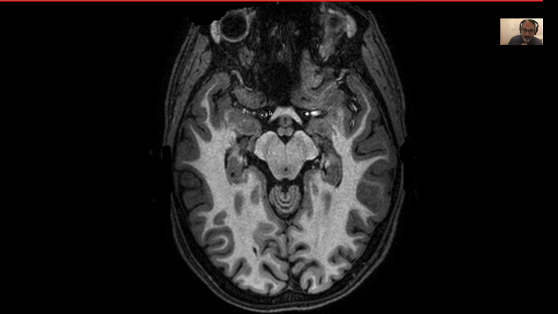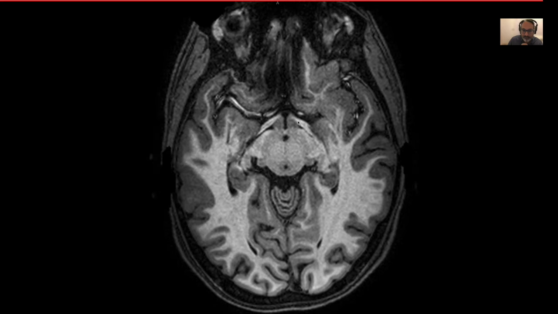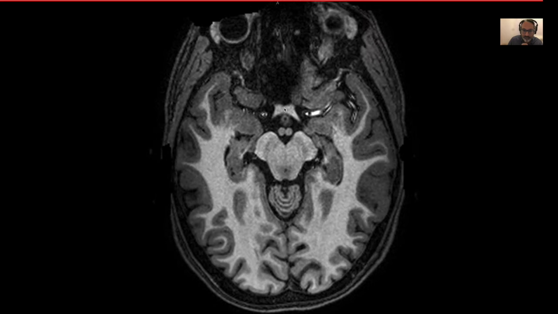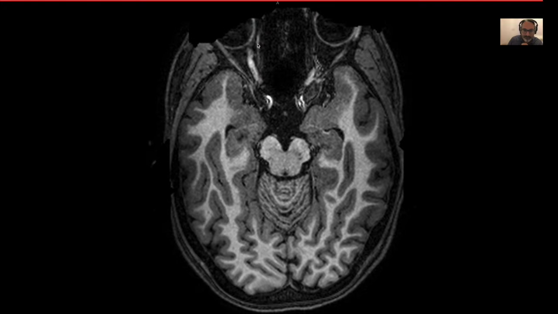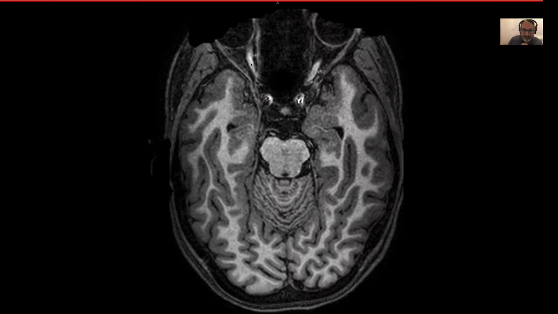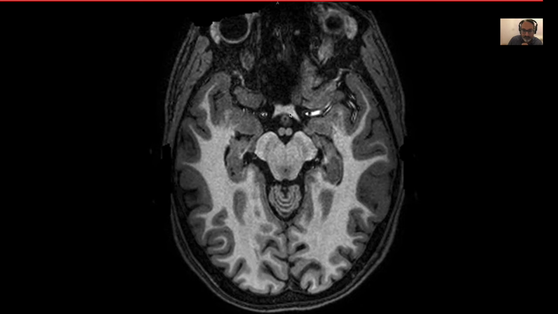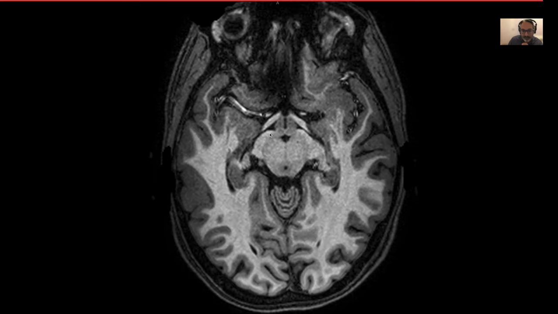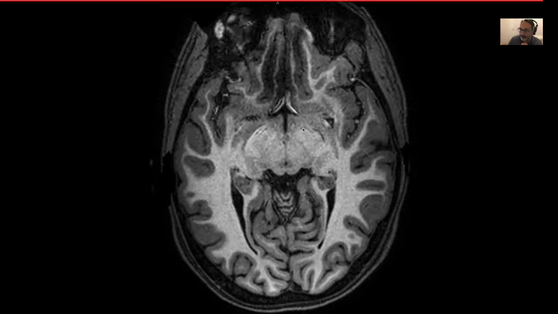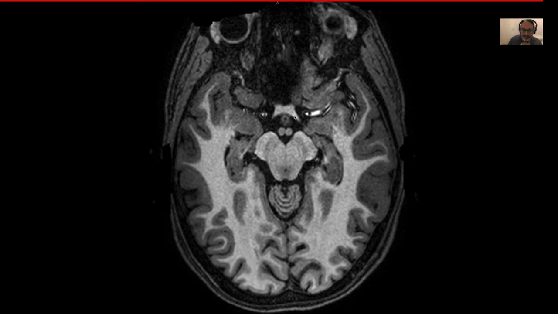Now, look at this structure here. This structure is very interesting. It's coming from here, and as I move downward, it's going there, and it's going into the eyes. So that's the optic nerve on both sides. Watch these two structures come back together here. That's the optic chiasm. And watch these structures going back up there, and those are the optic tracts. So that's an important area to understand in the brain, because what are the other structures around there?